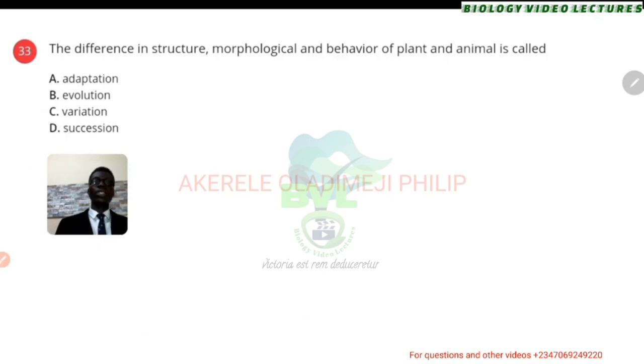The difference in structure, morphology, and behavior of plant and animal is called variation. Yes. How different we are in structure, in behavior, and all of that. Those are variations. Those are differences we have. So that's variation.